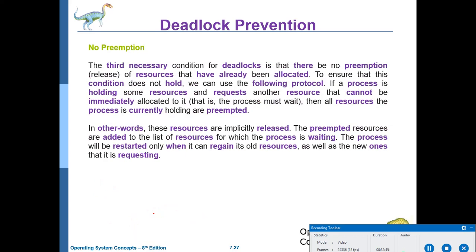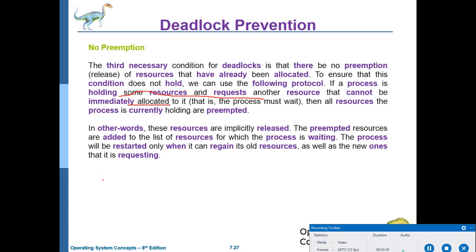No preemption. No preemption means preemption is not allowed. The third necessary condition for deadlock is that there should be no preemption, or release, of resources that have already been allocated. So how do we ensure this? To ensure this condition does not hold, we can have the following protocol. If a process is holding a resource and requests another resource that cannot be immediately allocated to it, then all the resources the process is currently holding are preempted.